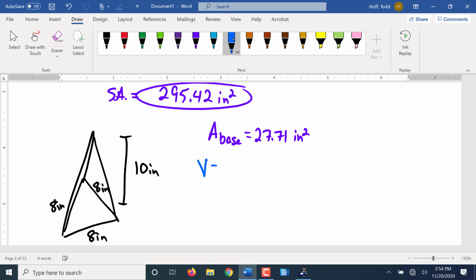How do I find the volume from that? So times the height of 10, and then divide by 3, because it's three-dimensional. There we go. So what's that give us?